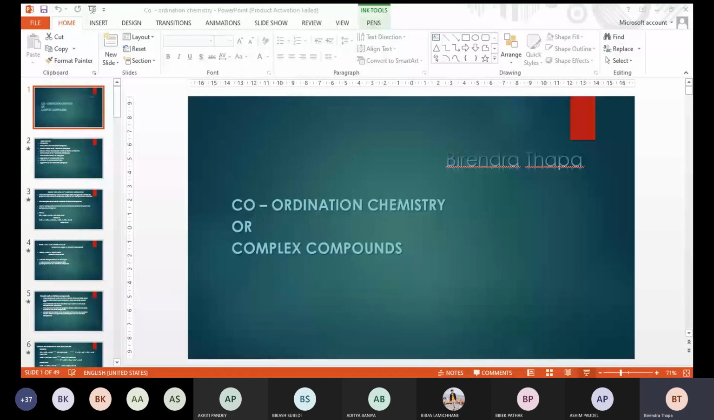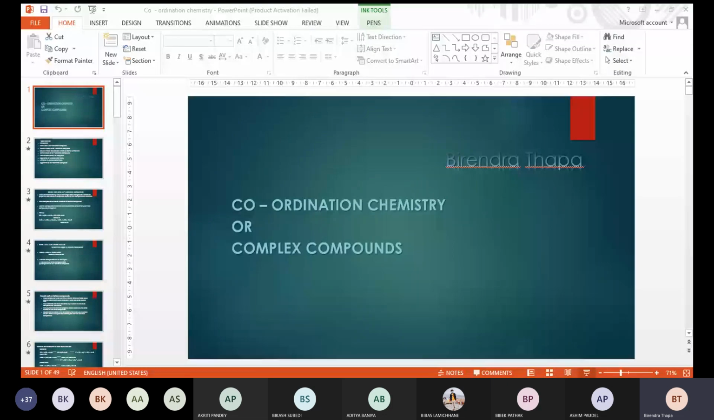We have read nomenclature of organic compounds in class 11, but here we have to discuss the nomenclature of the coordination compounds. Valence bond theory for complexes. Valence bond theory you have read in class 12 as well. This is your self-study part. You have to read the postulates of valence bond theory for complex compounds.